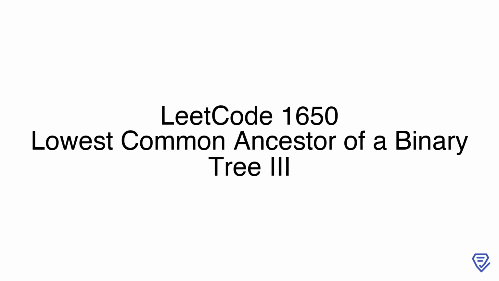Welcome! In this session, we'll explore LeetCode problem number 1650, lowest common ancestor of a binary tree 3. This is a fascinating problem that challenges us to find the lowest common ancestor of two nodes in a binary tree where each node has a parent pointer. Let's dive in and uncover the solution together.